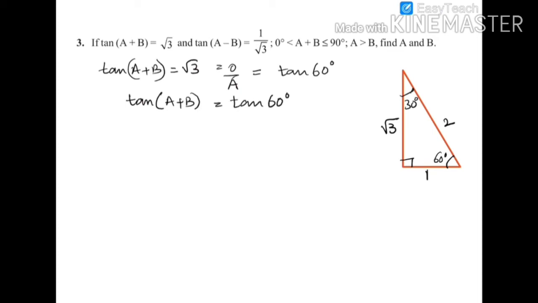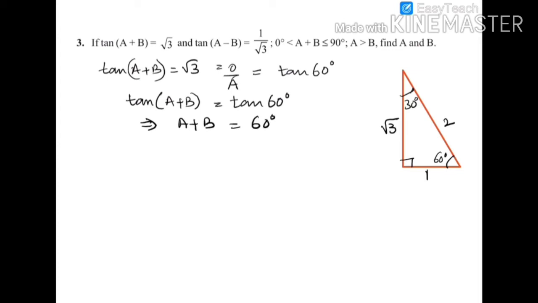Now remember, we have to write down the same ratio. This is also opposite upon adjacent and this is also opposite upon adjacent. You cannot write tan(A plus B) equal to sine of some angle or cos of some angle or cot of some angle. Now this equation over here means that two ratios are equal. So if two ratios are equal, then the angles for which these ratios are written are also equal. So this implies that A plus B is equal to 60 degrees.